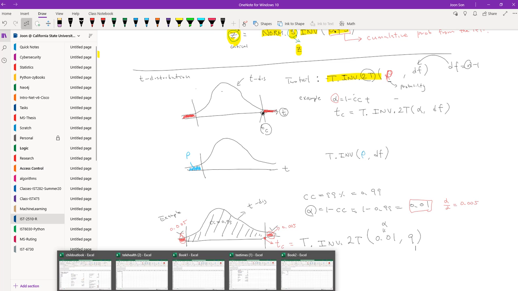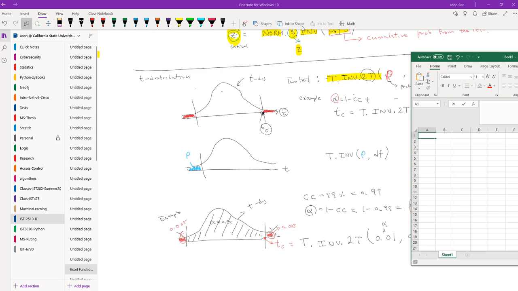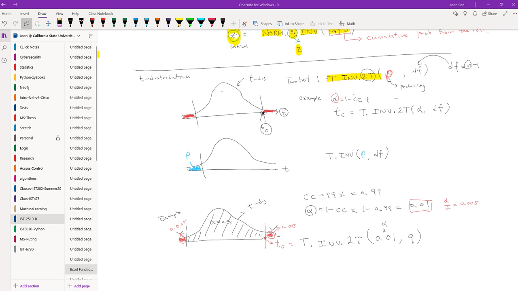Let's see if there's anything that I can use. Okay, so if you want to use an Excel spreadsheet, basically it's equal to T.INV.2T, then 0.01, and then 9. Oops, I put the 2 T's. Sorry for the typo. It should be T.INV.2T, right? This is how you can find the t value.